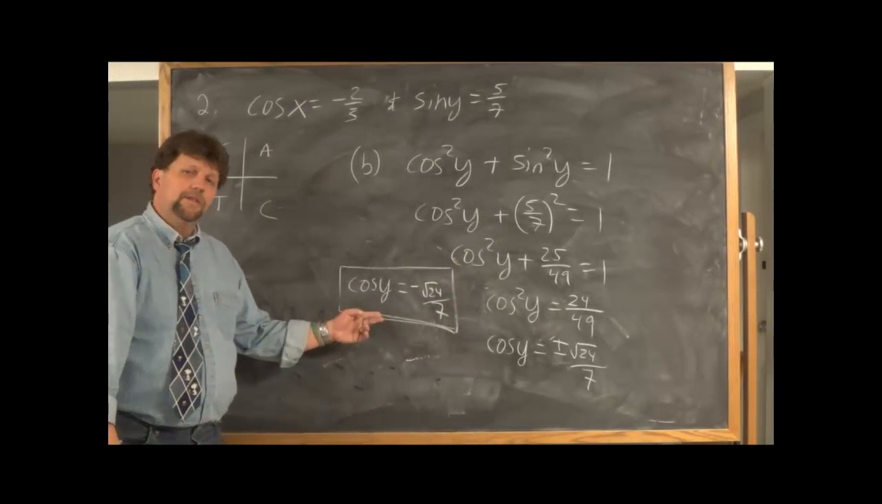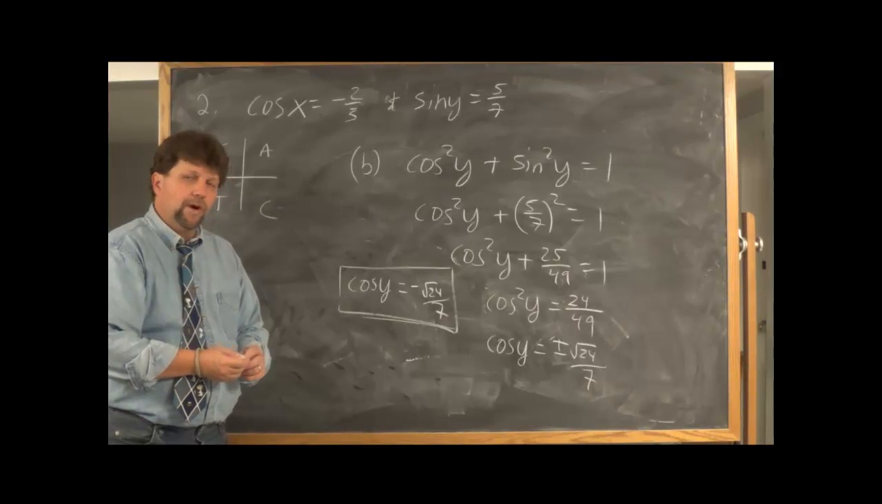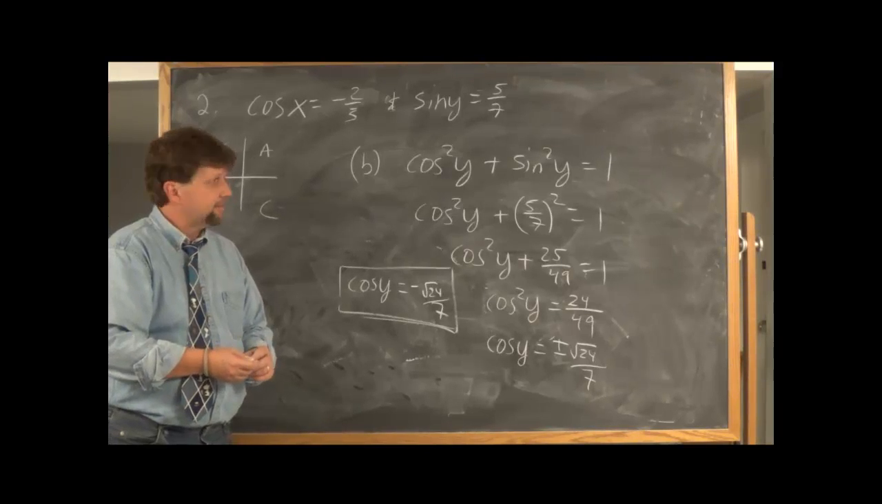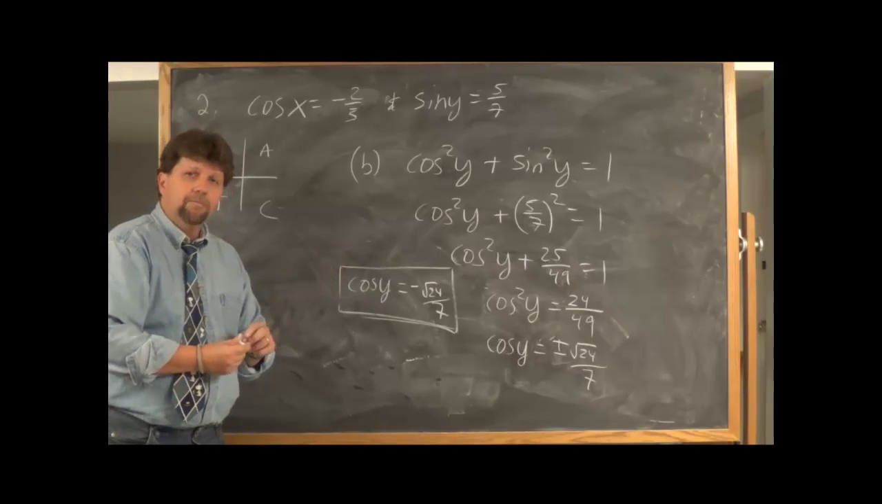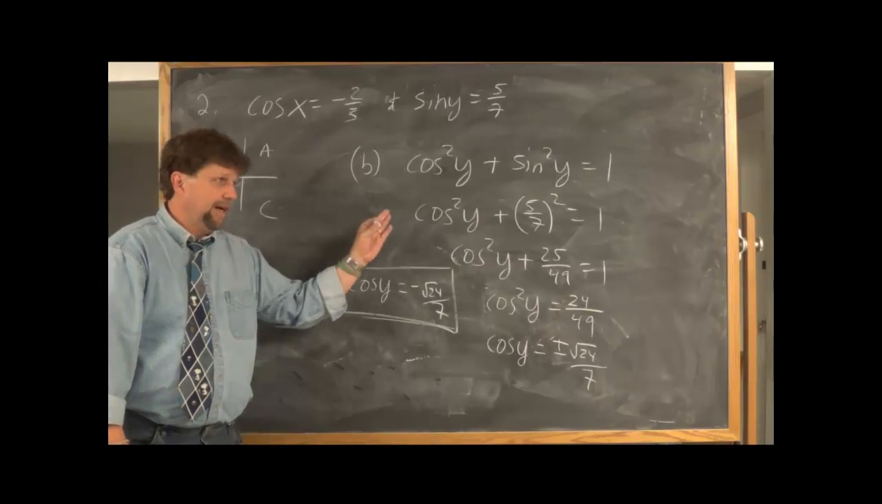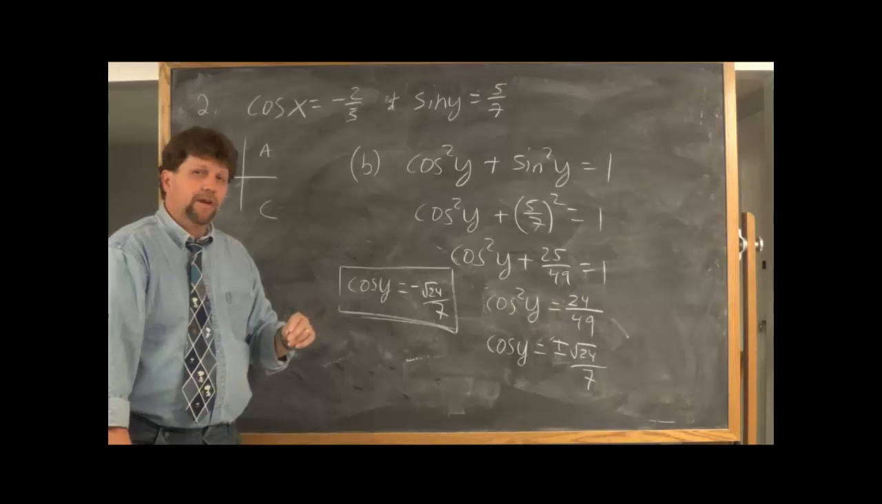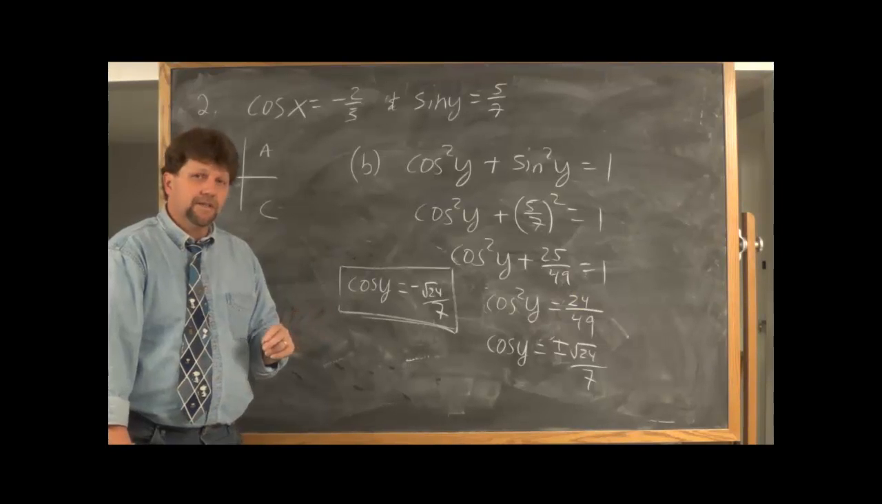So hopefully that's what you had for part B. Cosine of y is negative square root 24 over 7. And that's it for part B. Again, if you need to hit pause to write anything down, feel free to hit pause now, because I'm going to erase part B so I have room to do part C.